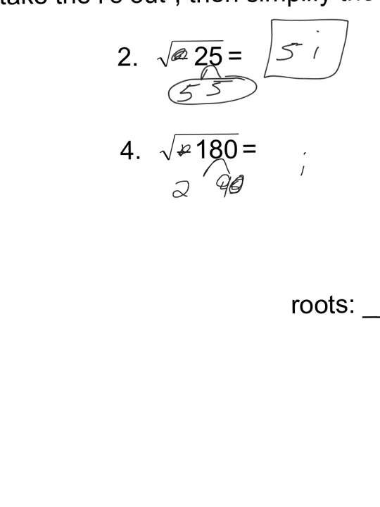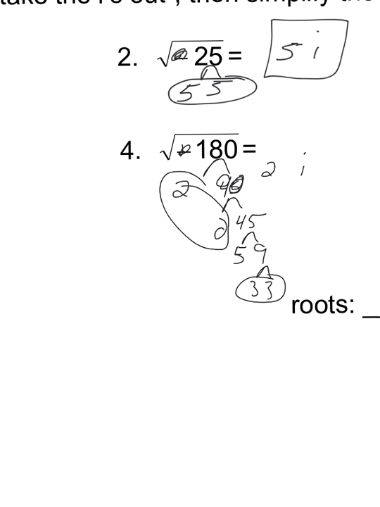Okay, now 90 breaks down to 2 times 45. 45 breaks down to 5 times 9. 9 breaks down to 3 times 3. So now I start circling my pairs because that's as far as any of them will go. There's a pair of 2s. I bring it out. And a pair of 3s. So I had 2 different pairs to bring out, so I have to multiply them back together. There was a 5 left over, so it has to go back in the box. So 2 times 3 is 6i square root of 5.